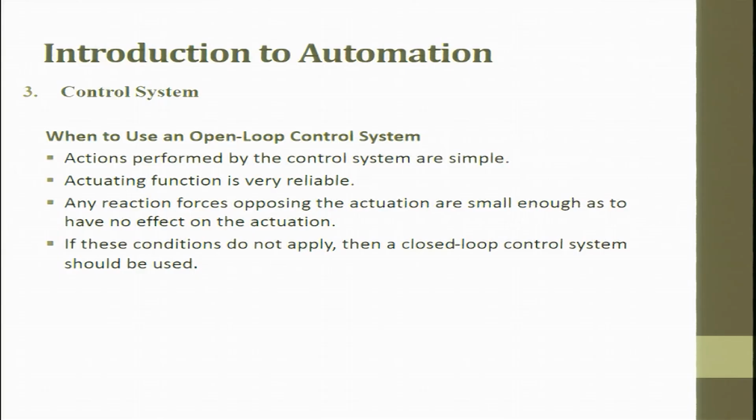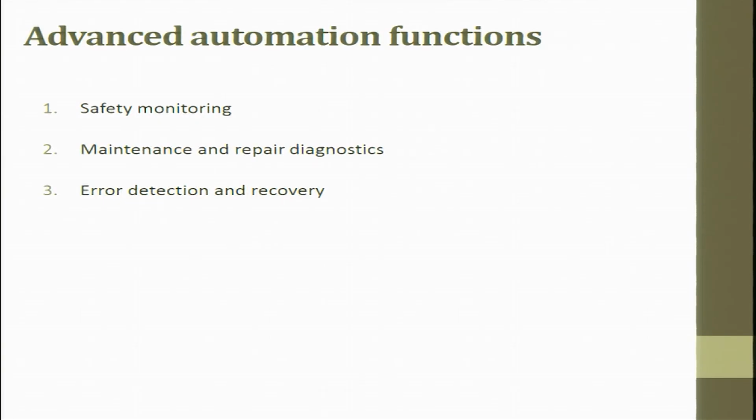When to use an open loop system? When the action performed by the control is simple, we go for an open loop system. When the actuation function is very reliable, we go for an open loop system. When the reaction forces opposing the actuation are very small, we go for an open loop system. If these conditions do not apply, then a closed loop system will be used. If none of the three conditions is fulfilled, then we go for a closed loop system.